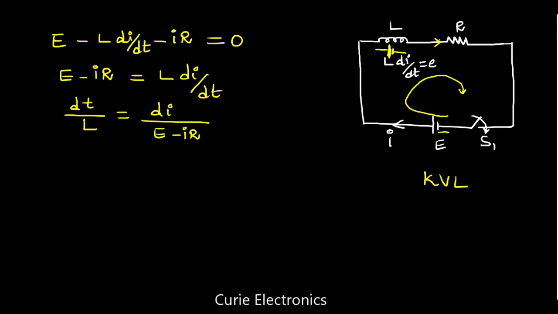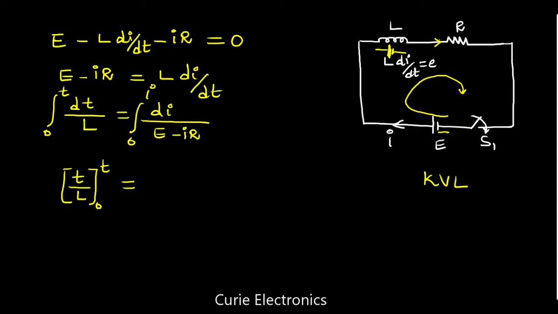Right. Now we can integrate. What is the limit of this integration? On the left side it is from 0 to t, and on the right side it is from 0 to I. Now if we integrate, what will come? The integration of dt is t upon L, with limits 0 to t, equals the integration of di upon E minus IR.